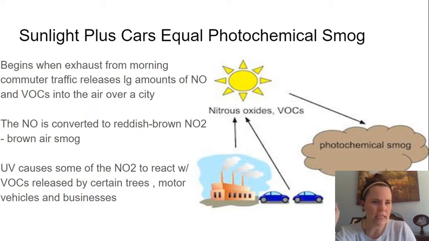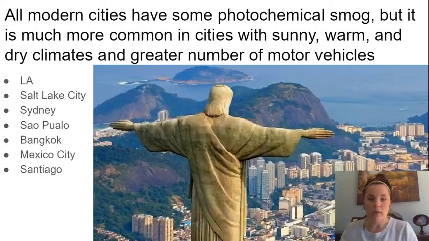So let's see. The nitrogen oxide is converted to nitrogen dioxide, and then UV causes some of the nitrogen dioxide to react with the volatile organic compounds released, and then we end up with photochemical smog. So this is not one of these cities.